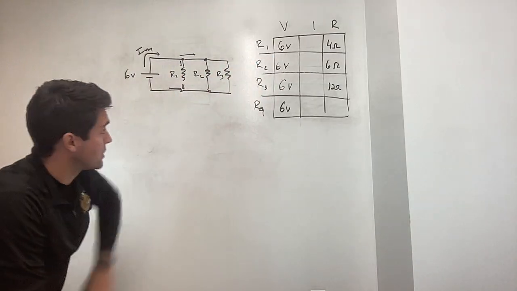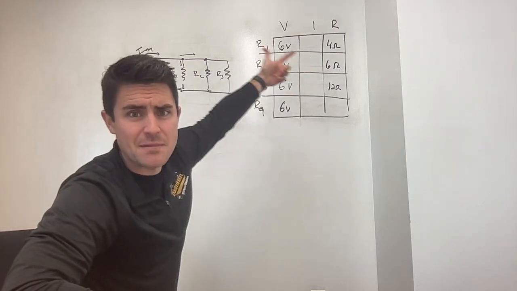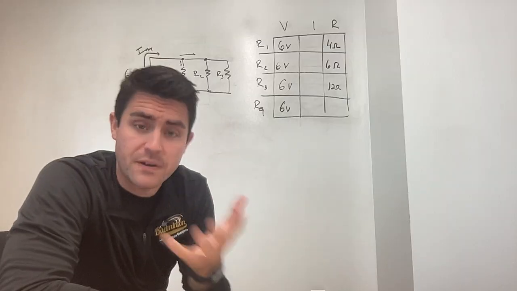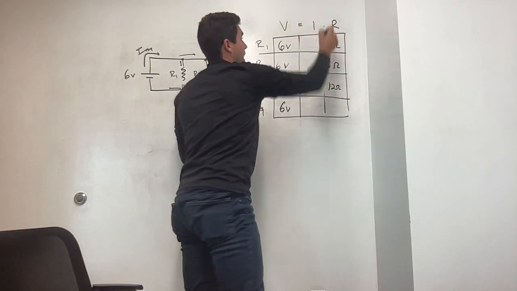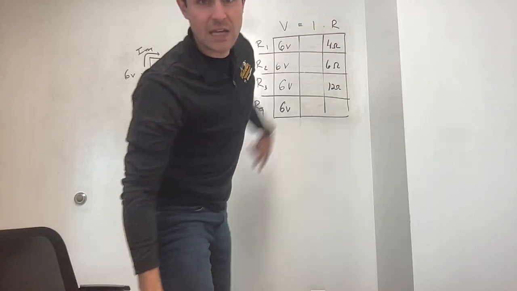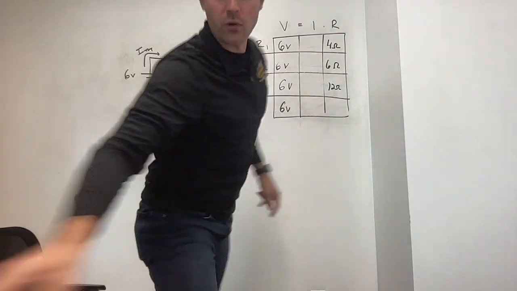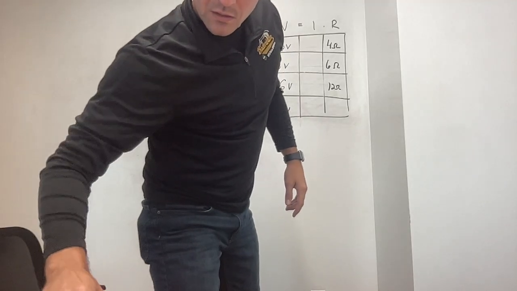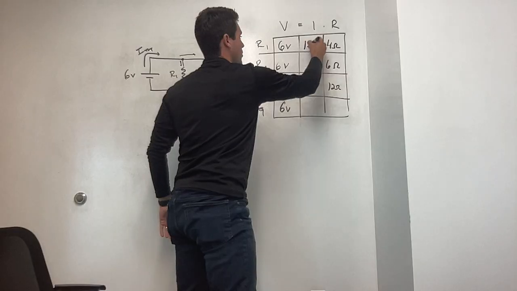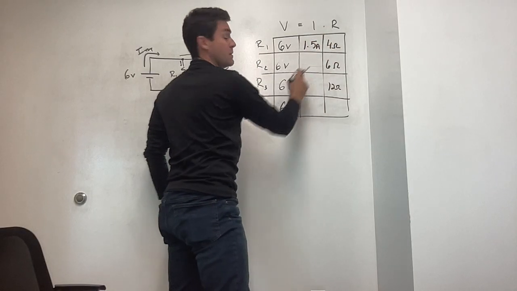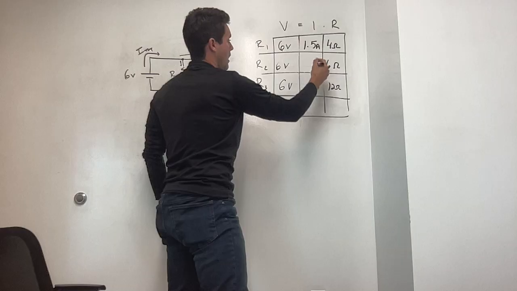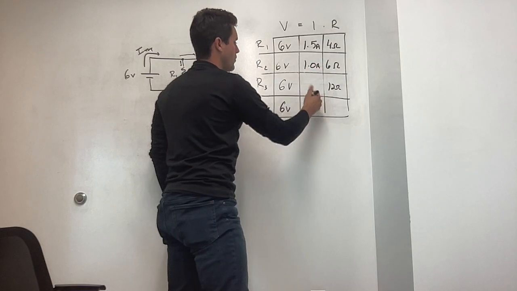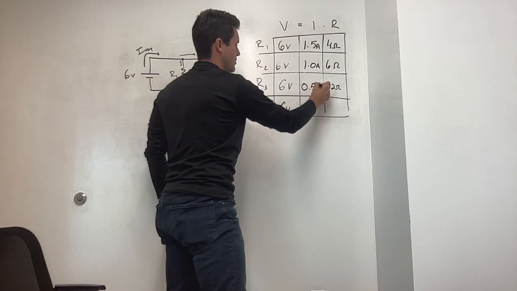Now, let's go ahead and look at the current. I'm given my resistance, and I found my voltage because we're in a simple parallel circuit. Let's use Ohm's law to find the current. I like to put the equation right across the top of this data table. So 6 over 4, when I do that, I get 1.5 amps there. I can do this in my head: 6 volts over 6 ohms, I get 1.0 amps right there. 6 volts over 12, I get 0.5 amps right here.